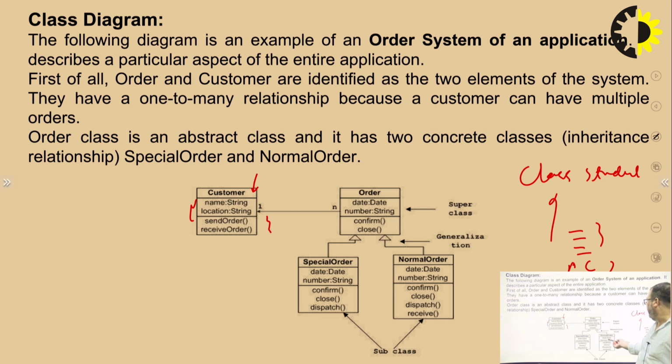Again, in every class diagram we have 3 things which are common: the name of the class, the variables used in that class, and the functions or methods used in that class. So, these are the 3 things which we use in the class diagram.